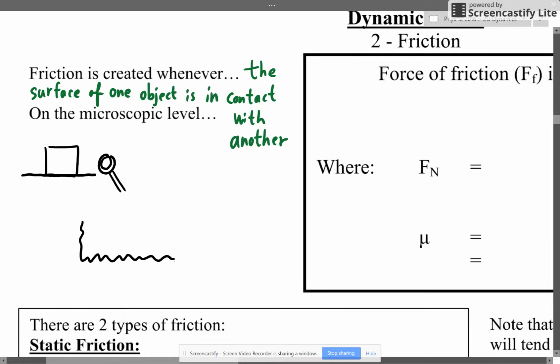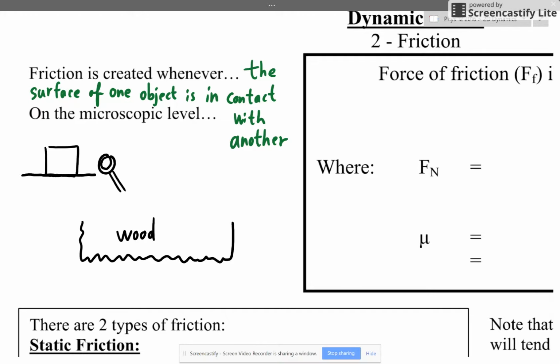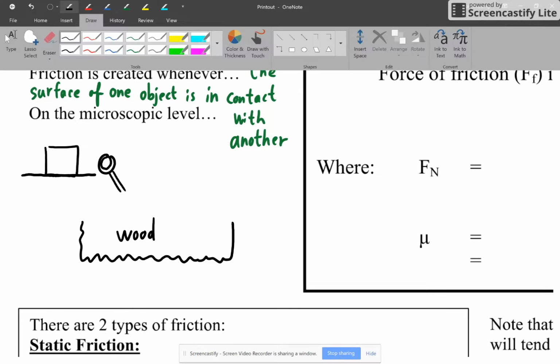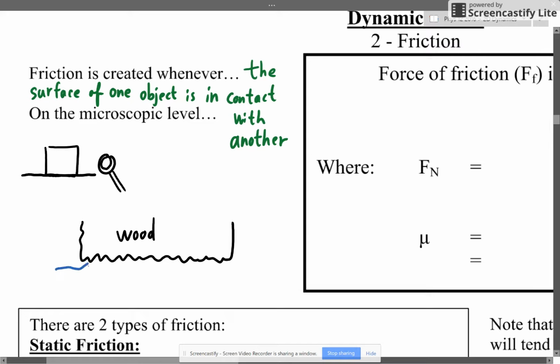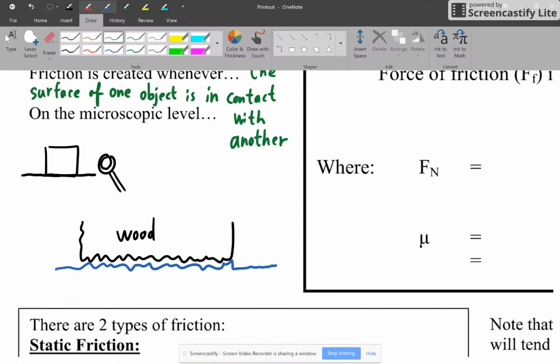So let me pretend that this is the wooden box. This is like wood, but on a microscopic level, it has a lot of imperfections, right? It has a lot of bumps and valleys and hills, tiny imperfections on the surface, and the same thing goes for the table. The table also has a lot of little valleys and hills that you might or might not be able to see.